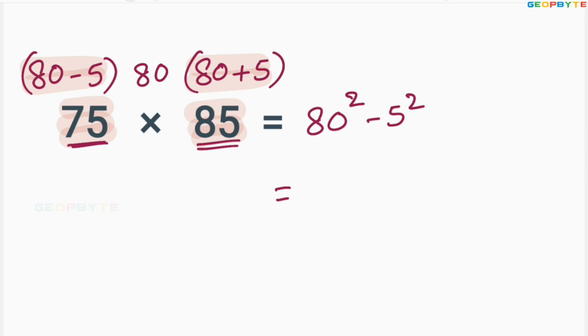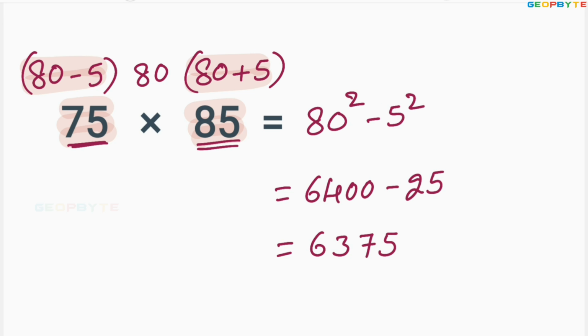80 square is how much? 6400 minus 25. It is equal to 6375. That is your answer. See how simply you are getting the answer.